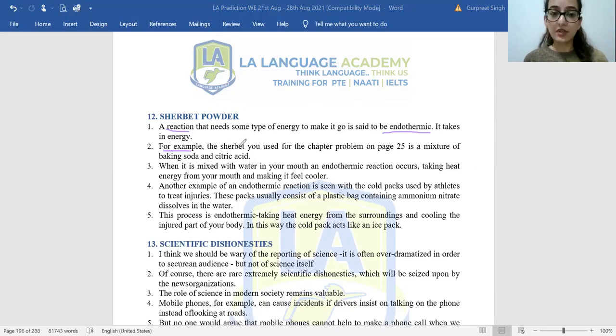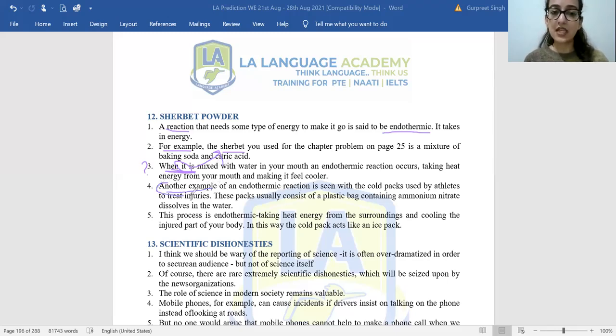How do we know this comes here? Is when it is mixed with water in your mouth. So when it is mixed means we have to find out what is mixed. And what is mixed is the sherbet. Is a mixture of baking soda and citric acid. And when we put it in our mouth, it mixes with water in your mouth, an endothermic reaction occurs, taking heat energy from your mouth and making it feel cooler. So it makes a difference that we first have to talk about what is going in the mouth, and only then we'll say when it goes to the mouth. Another example of an endothermic reaction.